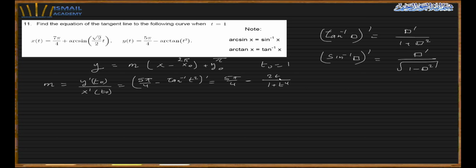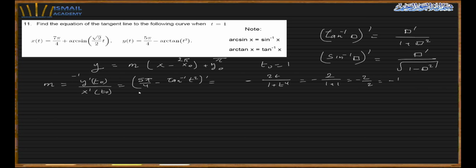Now I substitute 1 here. You see I made a mistake, guys, because this is just a constant, so its derivative is 0, and I don't need to keep it here. Be careful. So here it should be 2 over 1 plus 1, so it's going to be 2 over 2, which is minus 1. So the first one, y prime, is minus 1.